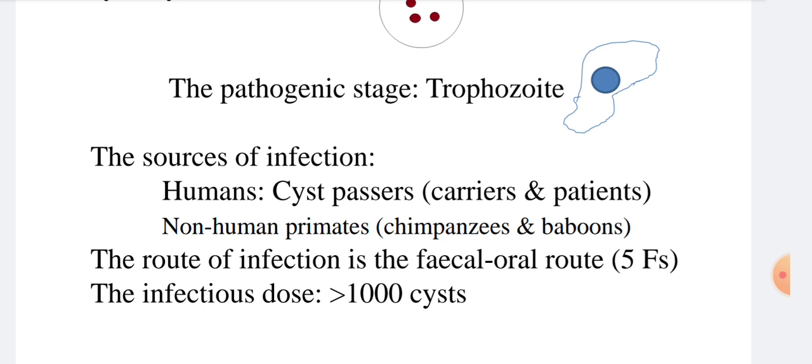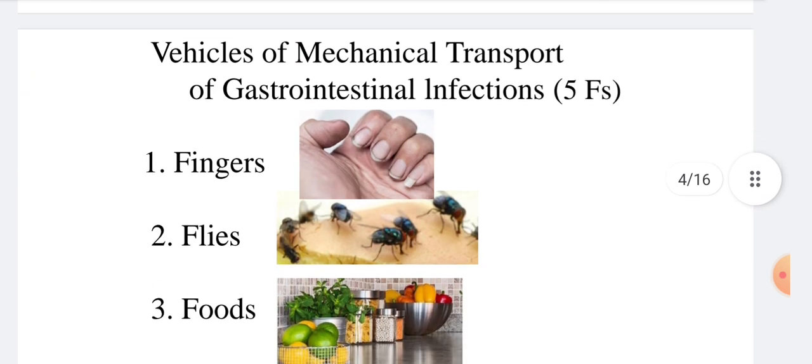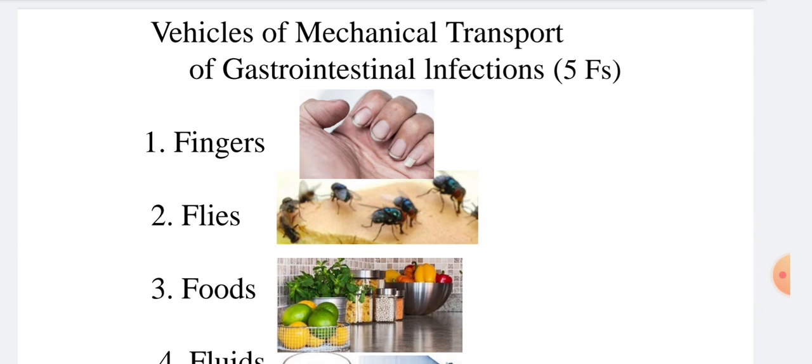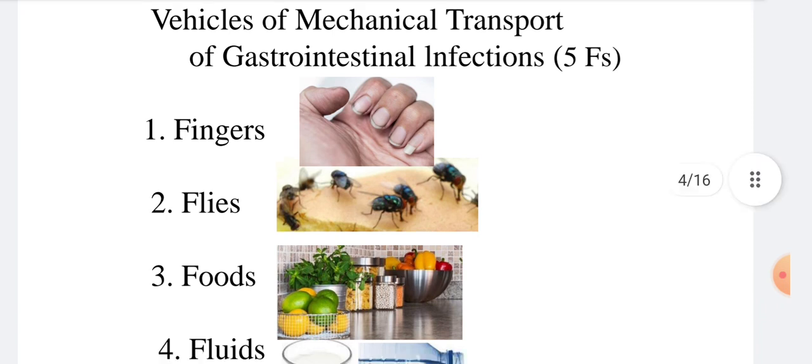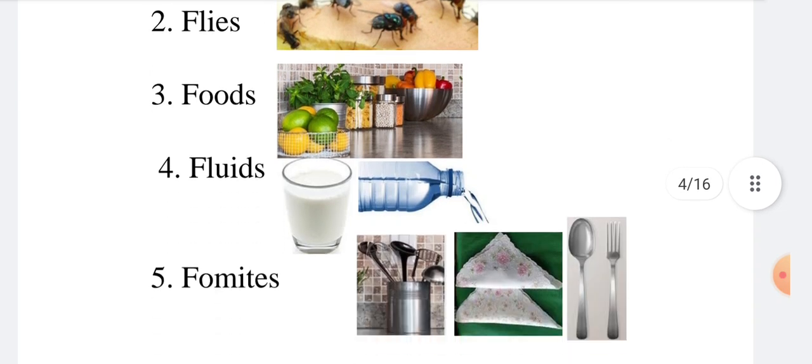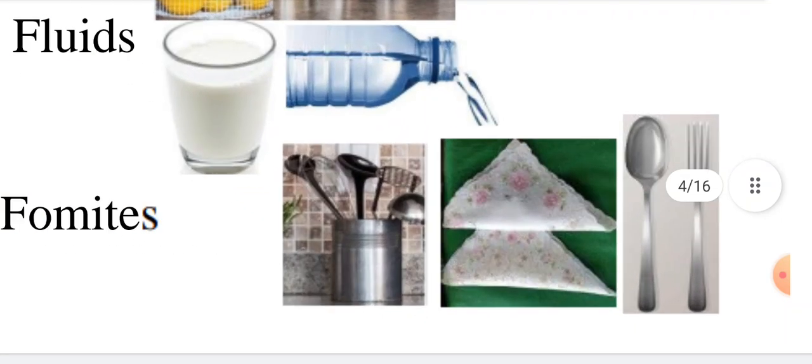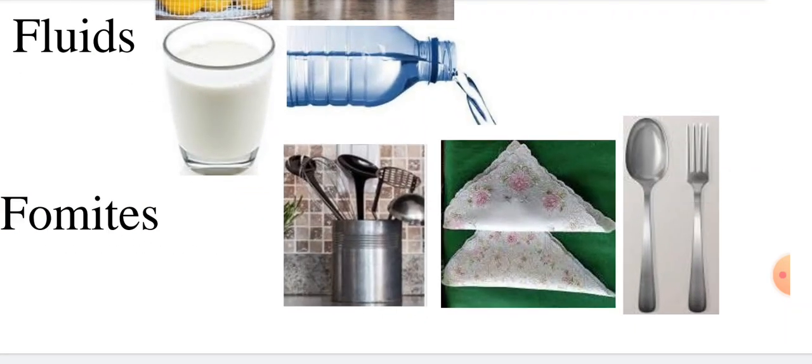The route of infection is the fecal-oral route through one or more of the 5 Fs. The infectious dose is more than 1,000 cysts. Vehicles of mechanical transport of gastrointestinal infections, the 5 Fs: 1 fingers, 2 flies, 3 foods, 4 fluids, and 5 fomites. Fomites are the inanimate objects that, if contaminated, may lead to infection. Now you can see the pictures.